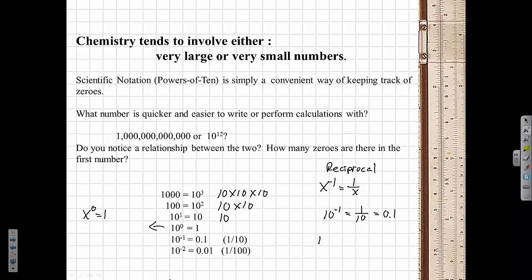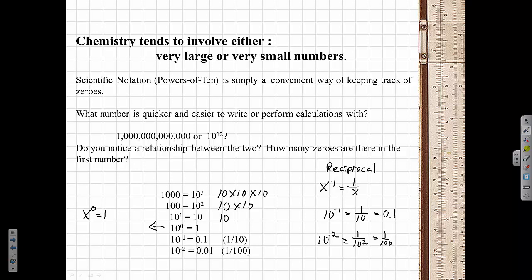Where do we get that? Well, 10 to the minus 2 is 1 over 10 squared, right? The exponent is 2, and the negative sign means we take the reciprocal. So 1 over 10 to the 2. 1 over 10 to the 2 is 1 over 100. The decimal equivalent is 0.01.